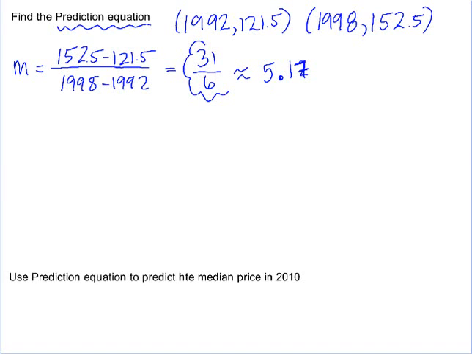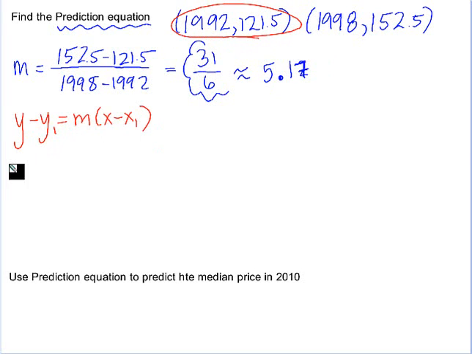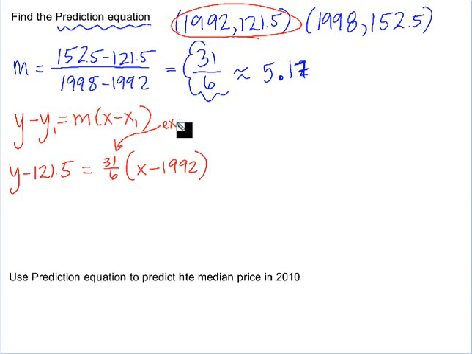Step 2 then is we're going to use this in point slope form. So y minus y1 equals m times x minus x1, and then we'll get it into our slope intercept. You can pick either point, so I'll pick the 1992 point. So I'll say y minus 121.5 equals my slope, which is 31/6 times x minus 1992. And right here, I'm still going to use the exact fraction so that I don't lose all of these decimals, because that was a 0.16 repeating. But once I distribute this through, I'm going to change it into decimal form.